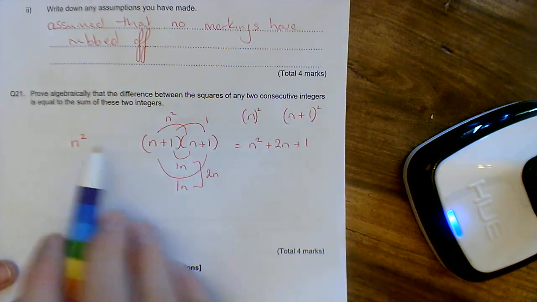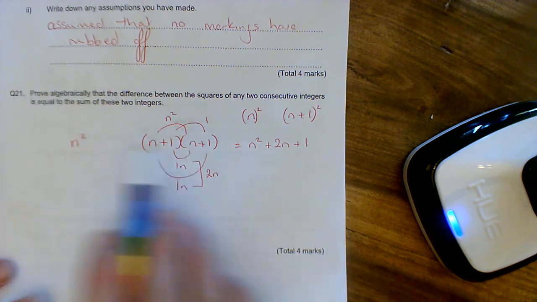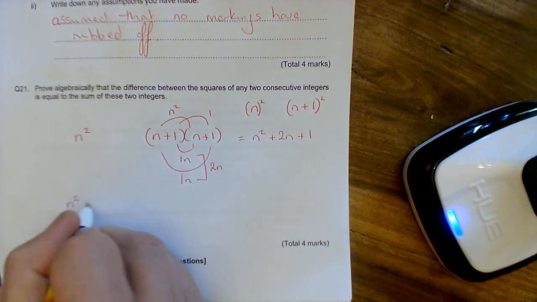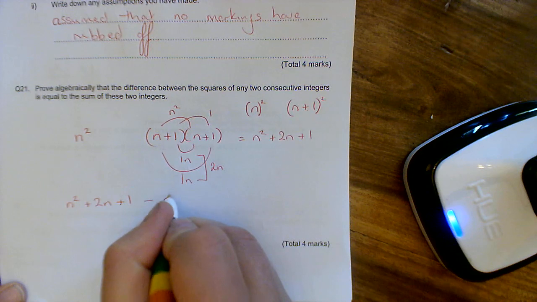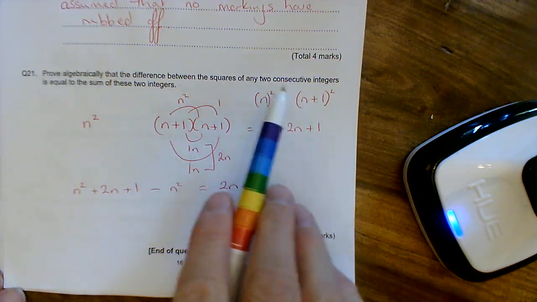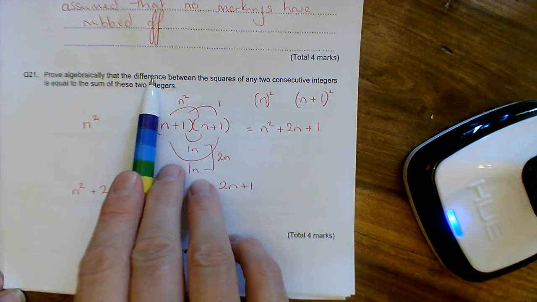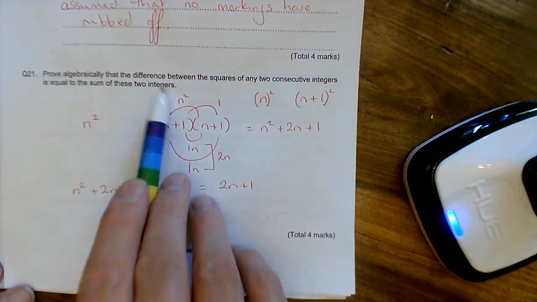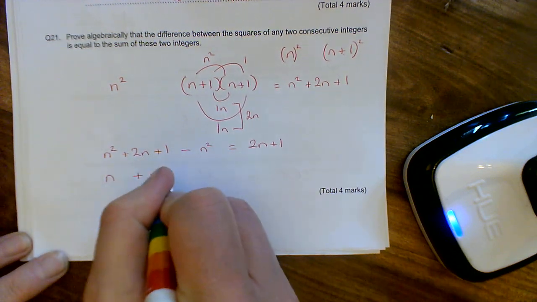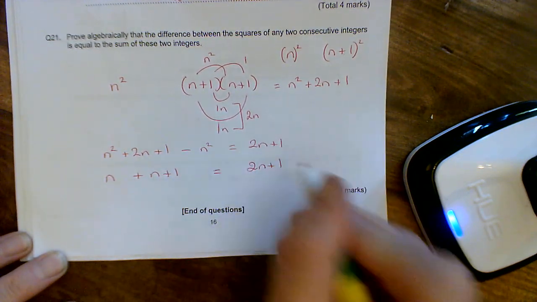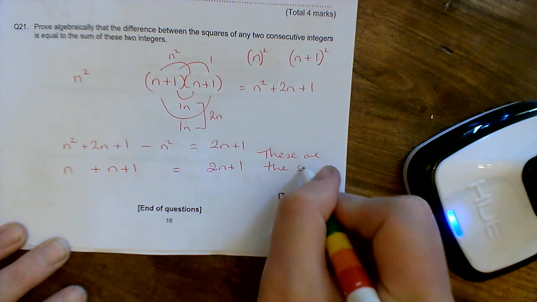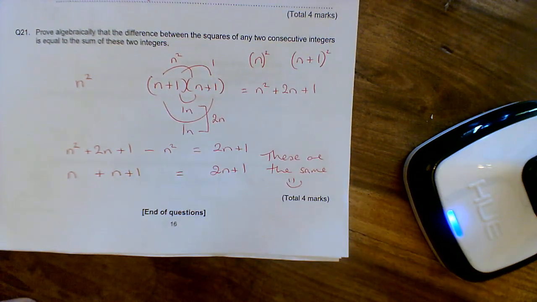So I've got the squares of them both now. Prove the difference. What's the difference between these two? It's that one take away that one, it's just going to be that bit, isn't it? So n squared plus 2n plus 1 minus n squared is 2n plus 1. Now what I've got to show, so I've done the consecutives, I've done the squares, I've found the differences. It's equal to the sum of these two integers. So now I've just got to add these two integers together. These are the two integers right there. So n plus n plus 1 equals 2n plus 1 again, doesn't it? These are the same. Smiley face, QED, whatever you want to write at the end.